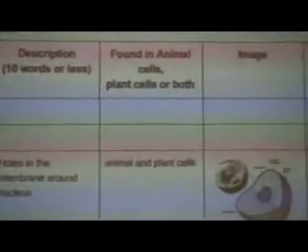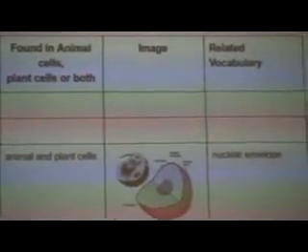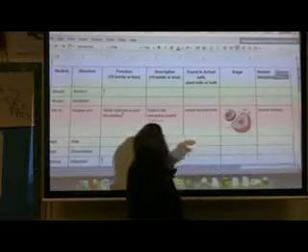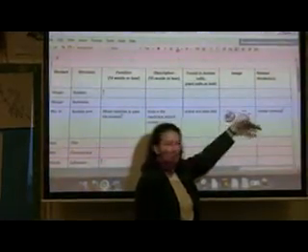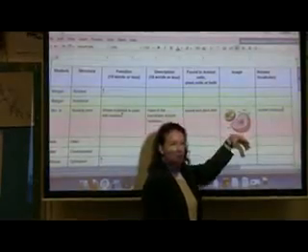Okay? Description, what does it look like? Okay? Is it found in animal cells, plant cells, or both? You can use your resource that you just made. Find an image, and then related vocabulary. So with the nuclear pore, nuclear envelope, nucleus, those are all things that are related to it.